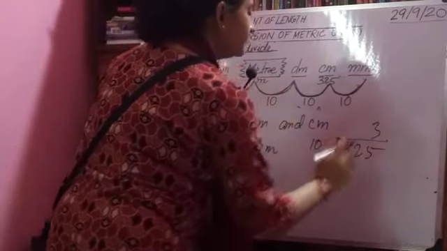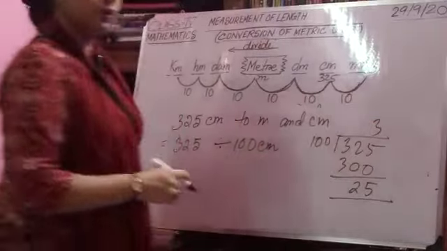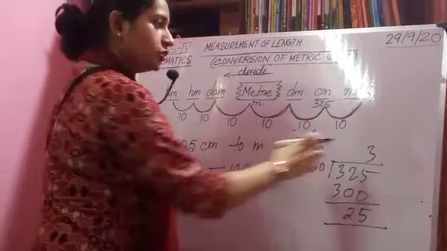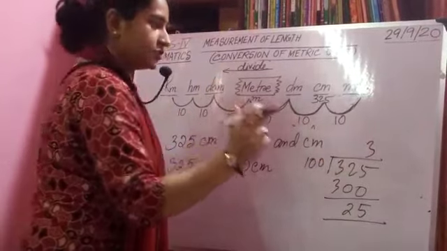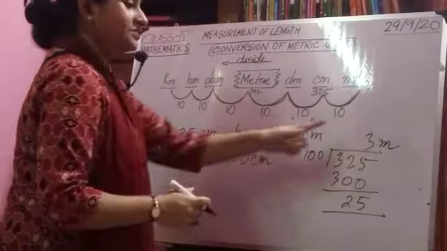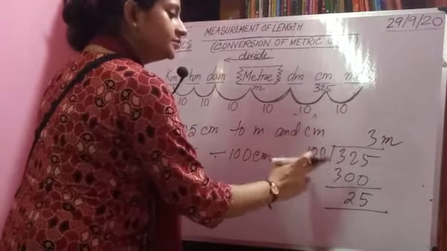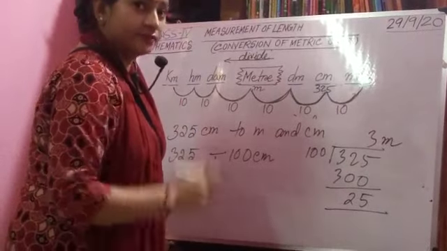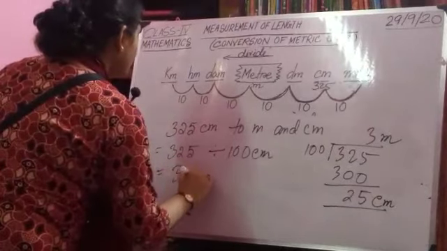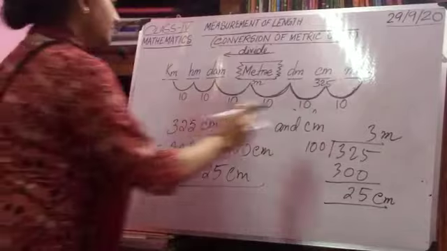325, 100 3s are 300. Now 3 is sitting on the top position, right? So it will get the greater unit. So it will get meter, and that means the quotient will get the greater unit, and the remainder will get the smaller unit. So this is centimeter. 3 meter, 25 centimeter, and this is your answer, right?